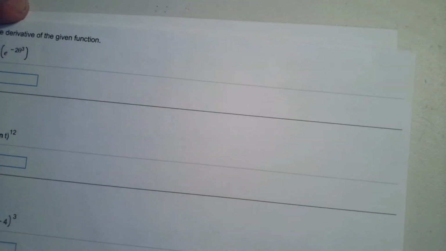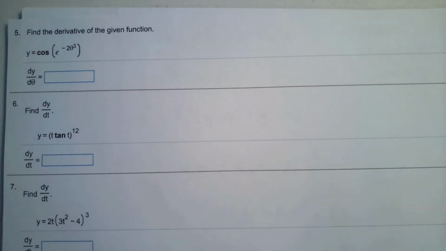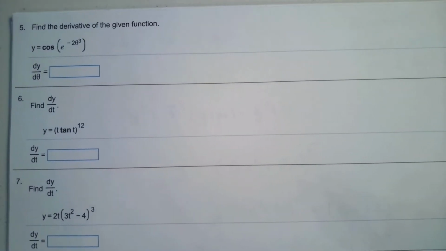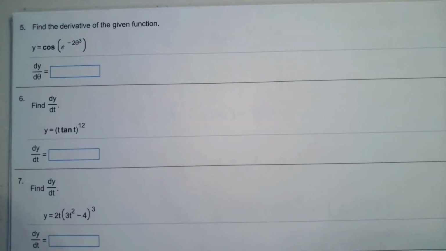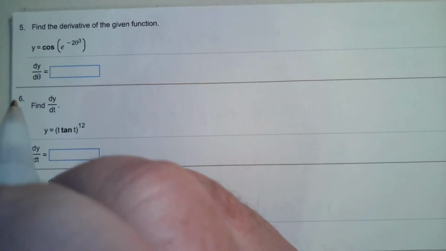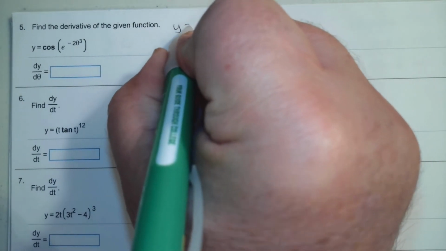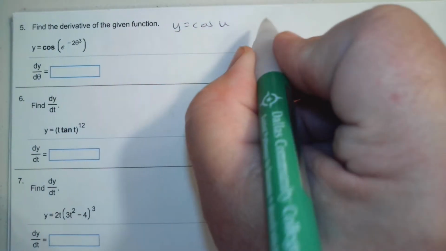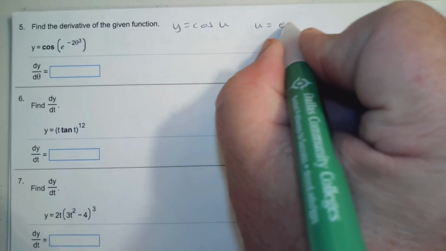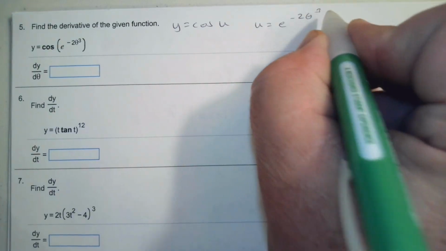Alright, the next page. Find the derivative of the function. The same with trigonometric functions. This is the same as cosine u, and u is e to the negative 2 theta to the third.